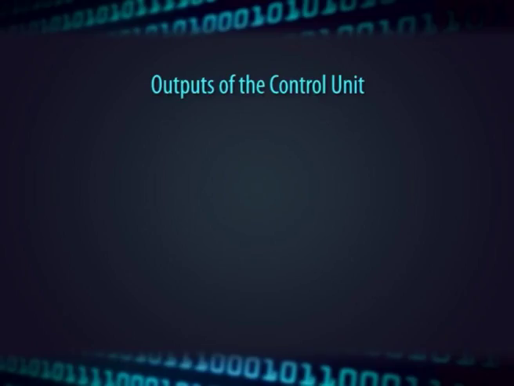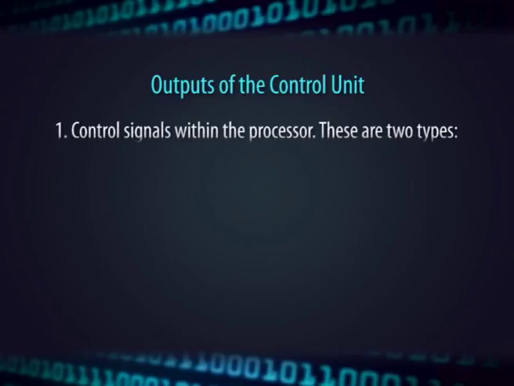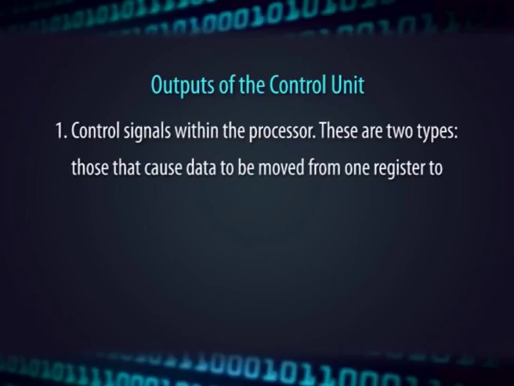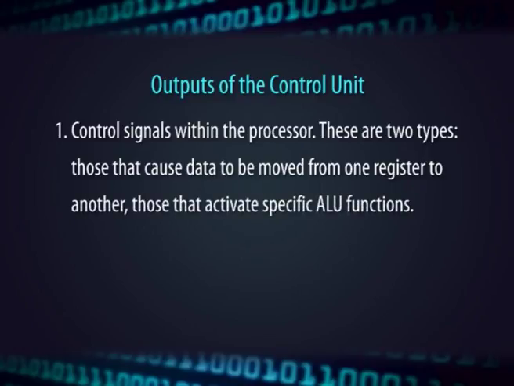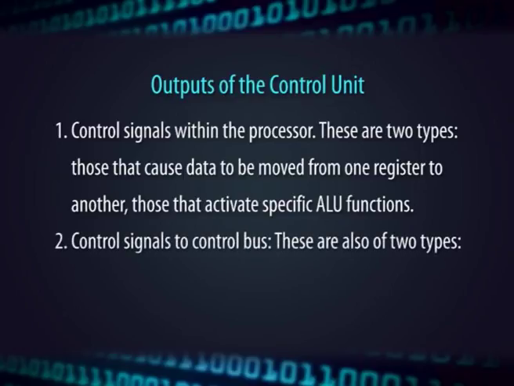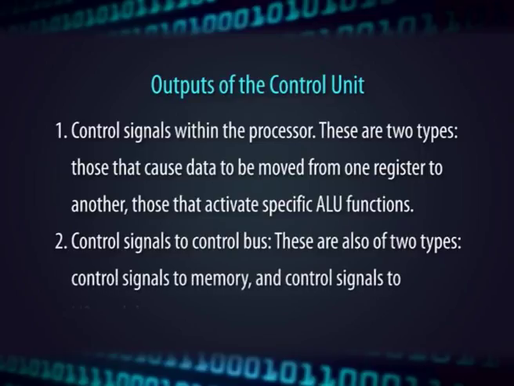So, in short, we have studied that there are 4 inputs to the control unit, and the outputs of the control unit are the control signals which are generated by the control unit within the processor. These are of 2 types: those that cause the data to be moved from one register to another, and those that activate specific ALU functions. The second output of the control unit is control signals to the control bus. Again, these are also of 2 types: control signals to the memory and control signals to the I/O modules.